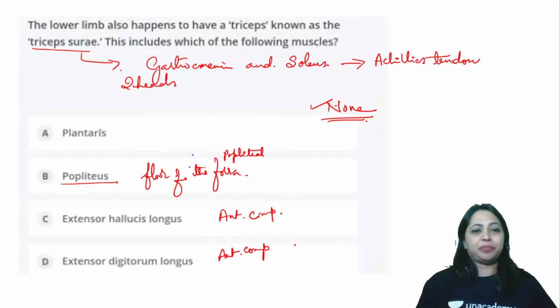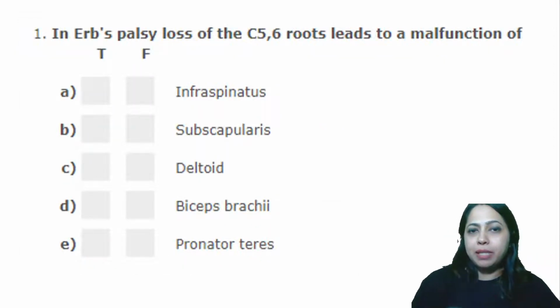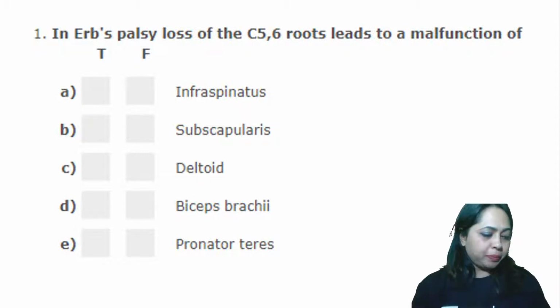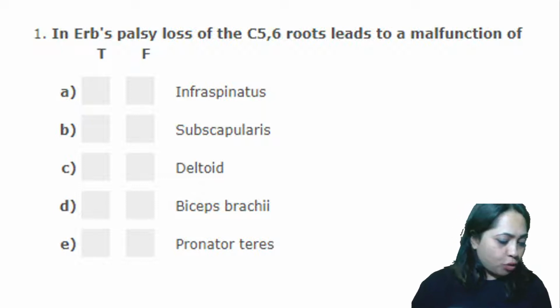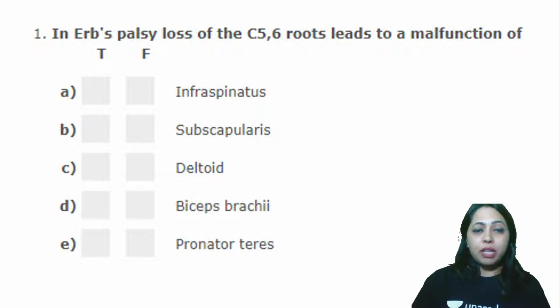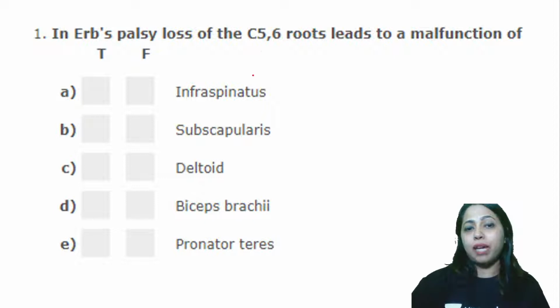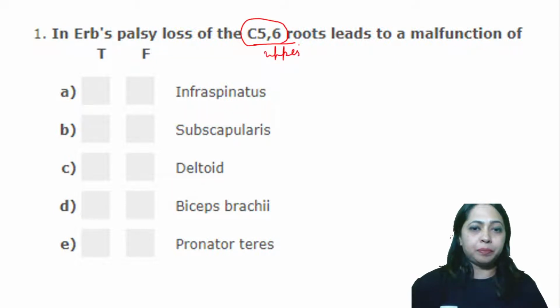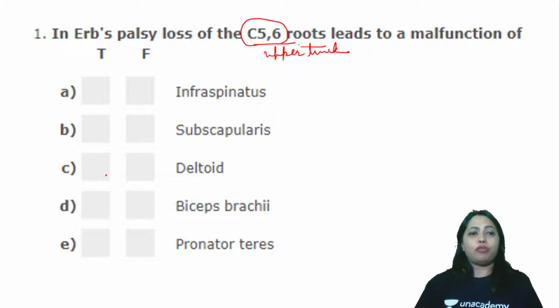Okay, next one. In Erb's palsy, this question is about the upper limb. So in Erb's palsy, you tell me. So students, please do answer. Abhishek says A. Now answer this particular question, Abhishek. In Erb's palsy, loss of C5, C6 roots leads to malfunction of which one? C5, C6. It is from the upper trunk, okay? Upper trunk leads to malfunction of which one?